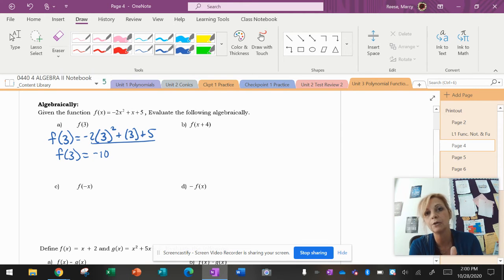Now, B, C, and D are different because they're not a numeric value going in for x. They're variable, or in B's case, it's a binomial. So f of x plus 4, I'm going to help you set it up, and then I'm going to let you do it. So f of x plus 4 means I replace every x with an x plus 4.